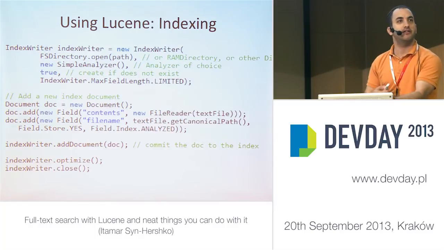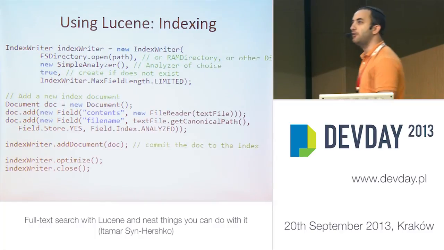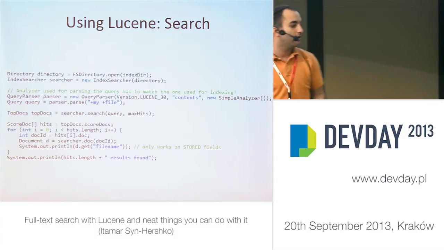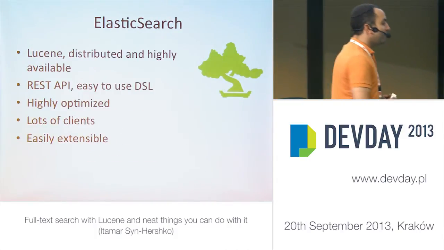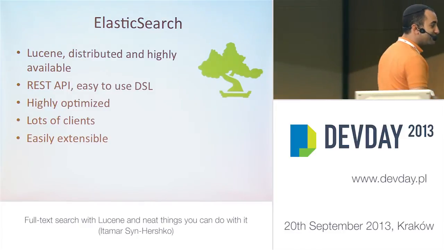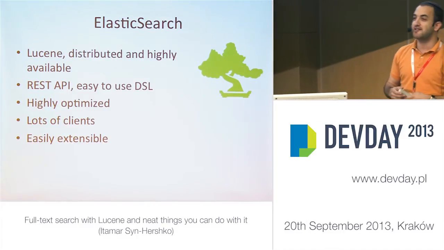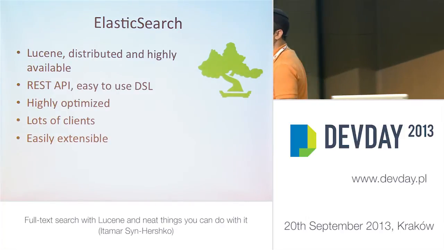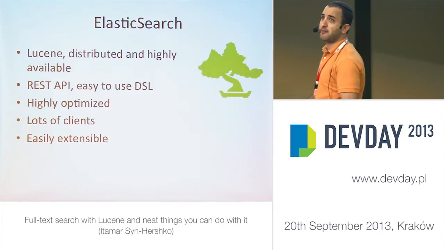Basically, you have an index writer, and that's how you index, and then you have an index searcher. This is how you search. Okay. The reason I skip this is because of ElasticSearch. ElasticSearch, in my opinion, entered the market, I don't know, 2 years ago or something like that.